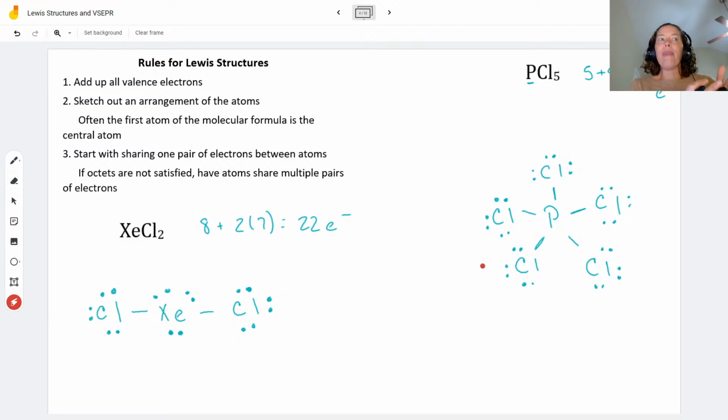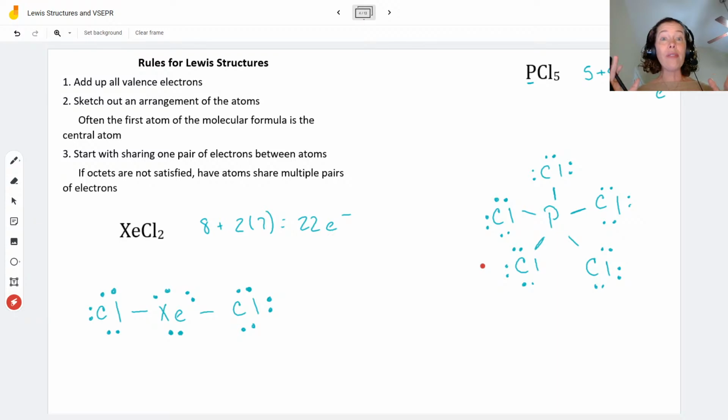And I tend to go systematically. So I start with single bonds, and if that doesn't work and I need to share more, then I go to a double bond first. And then if I need to, I go to a triple bond. So I try not to jump around a lot because for me, it just disorganizes my thoughts and I'm not sure what I've tried and what I haven't tried. So I tend to go single bond, double bond, and then triple bond if I need to. So hopefully that helps answer that question there.